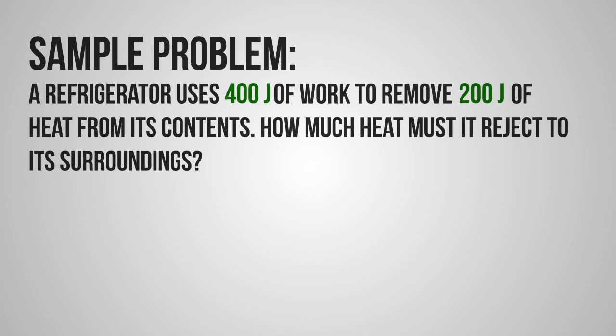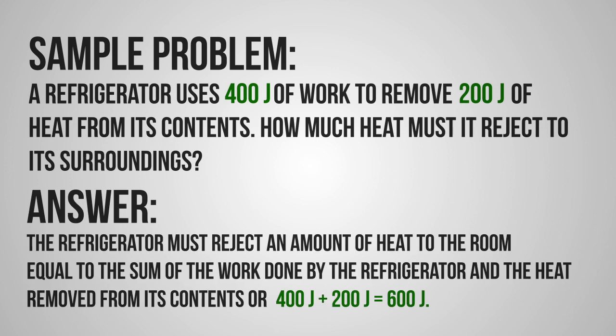Sample problem. A refrigerator uses 400 joules of work to remove 200 joules of heat from its contents. How much heat must it reject to its surroundings? Answer. The refrigerator must reject an amount of heat to the room equal to the sum of the work done by the refrigerator and the heat removed from its contents, or 400 joules plus 200 joules is equal to 600 joules.